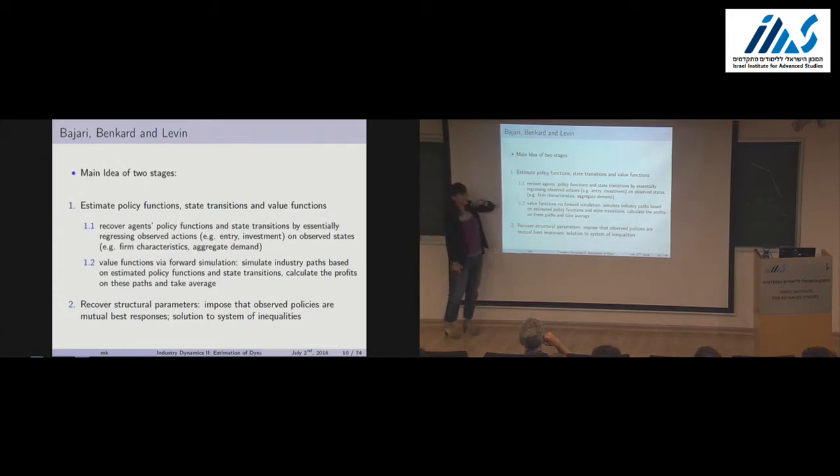Then they're going to say, okay, actually, if I know the policy function and if I know the transition rule, I can simulate forward and, given some parameters, create paths of play. And once I have paths of play, I can compute the expected discounted stream of profits conditional on some parameter, which is actually the value function. Okay? And this way, they are going to get an estimate of the value function.